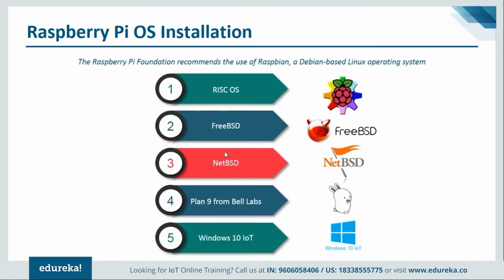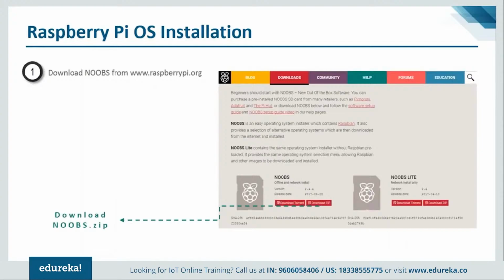These are some of the most popular operating systems supported on Raspberry Pi. You have RISC OS, you have FreeBSD, you have NetBSD, and Plan 9, which is from Bell Labs, as well as Windows 10 IoT, Windows' own version. For this session we're not going to go into Windows 10; we'll stick to the core Raspberry Pi operating system.